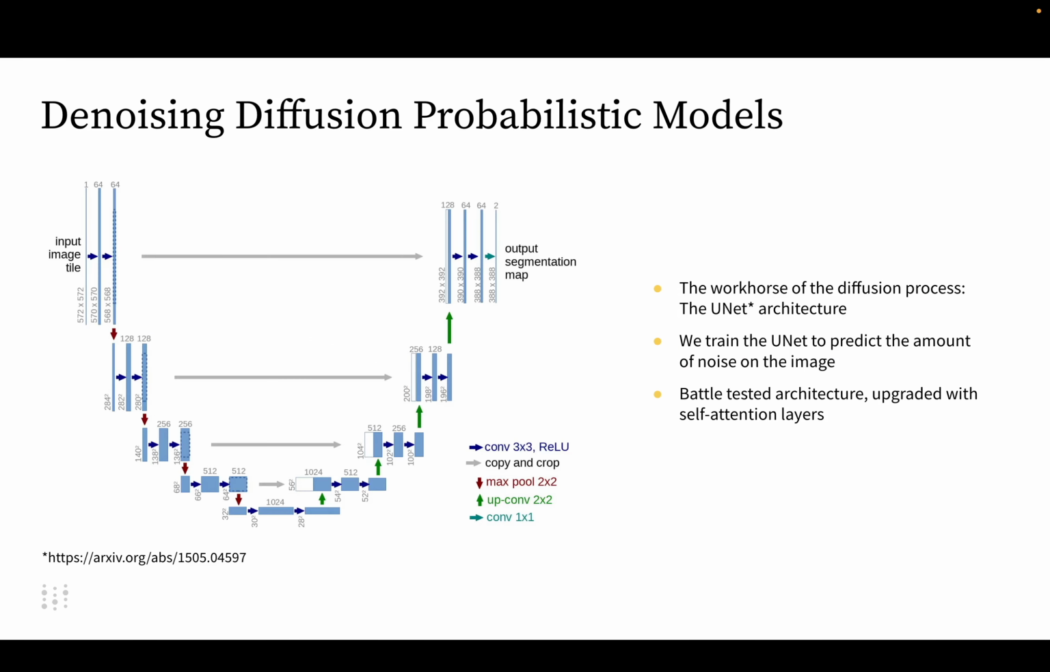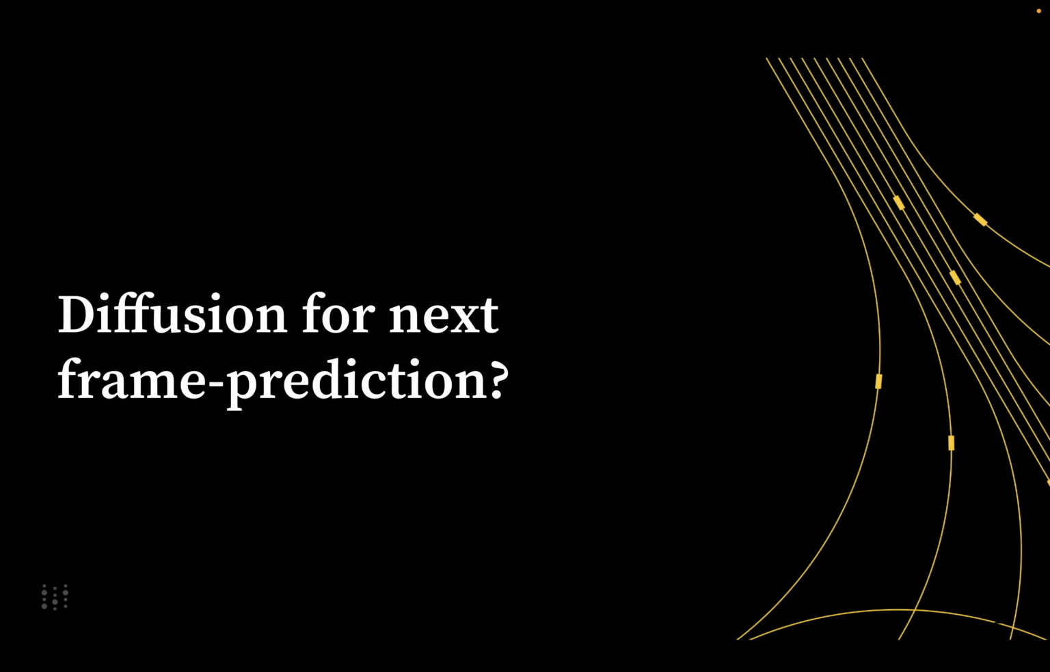The neural network that we are going to use to train the diffusion model is the UNet. This architecture has been in the deep learning field since 2015 and has been used to solve many image-to-image tasks. We will train the UNet to predict the amount of noise of the image. We use a slightly modified UNet that adds self-attention layers on the deep-down convolutions. But the diffusion process expects one input image, one output noise.